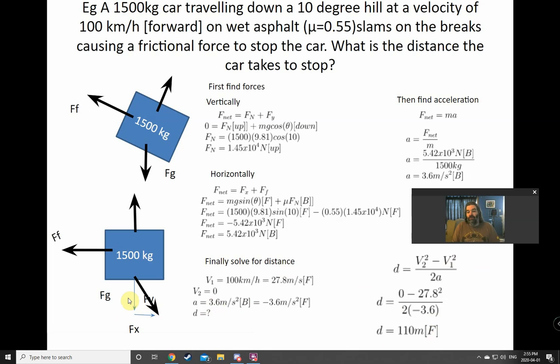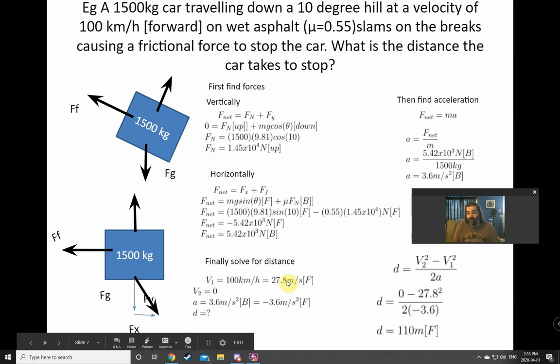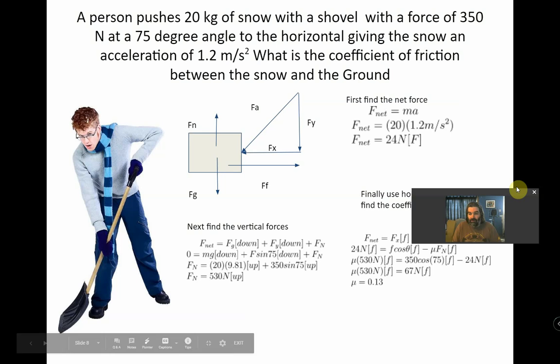So that's a good example of how we can use a force. And this, by the way, is one of the more complex questions I could ask you: how do we find a force to solve for distance? Last question.